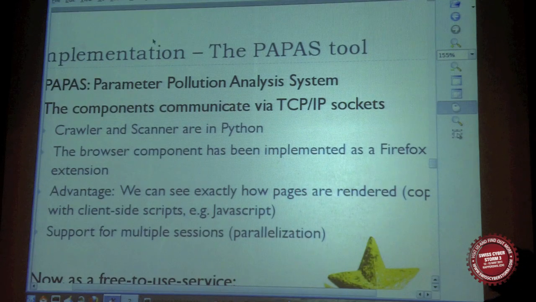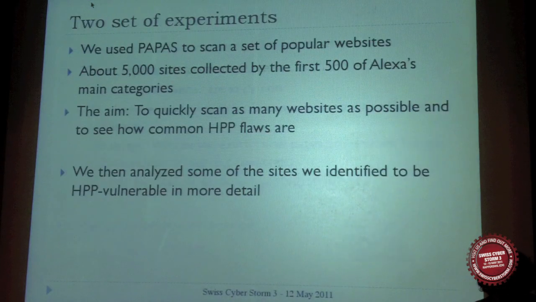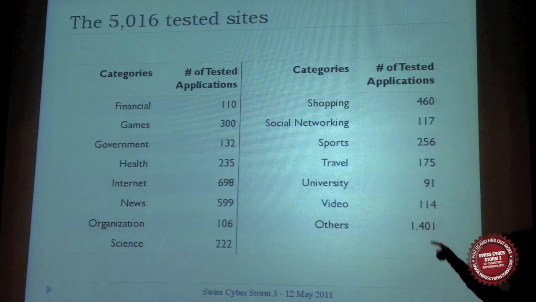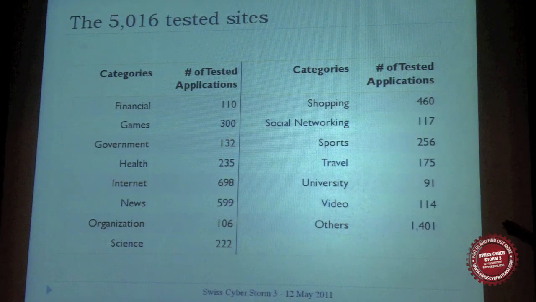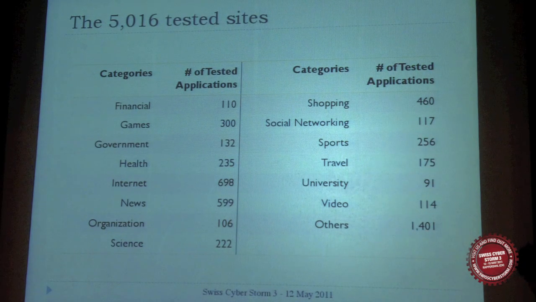So let me now continue the talk in the meantime while the site is being scanned. What I did was use PAPAS to scan a set of popular sites. I collected 5,000 sites from Alexa. Alexa has different categories that are shown here. For example, I took 110 financial sites, some other 1,400 shopping sites, 117 social network sites, and I set PAPAS to scan them automatically.